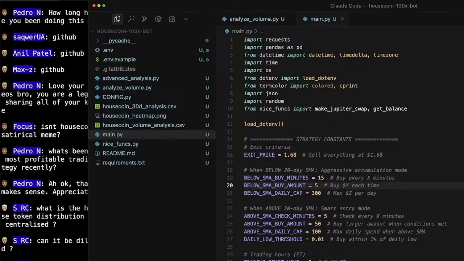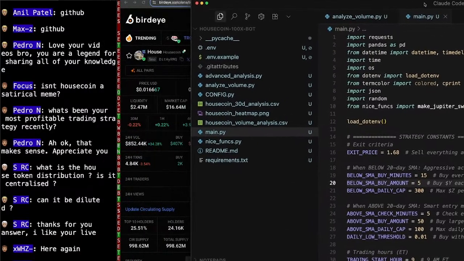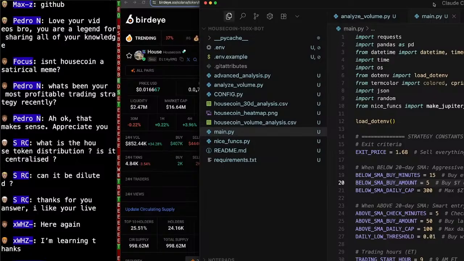Bro, it's crazy that Chill House has a 1.6 market cap. Yeah, Chill House is cool as well. It's just more of a meme coin. I know they're both meme coins. They're absolutely both meme coins. They're all meme coins.